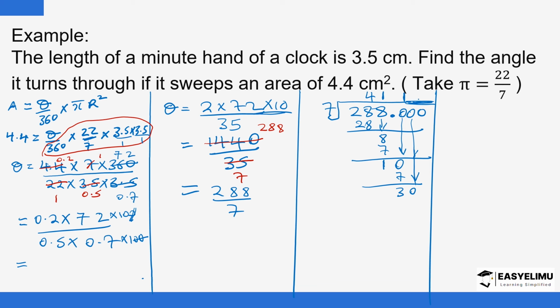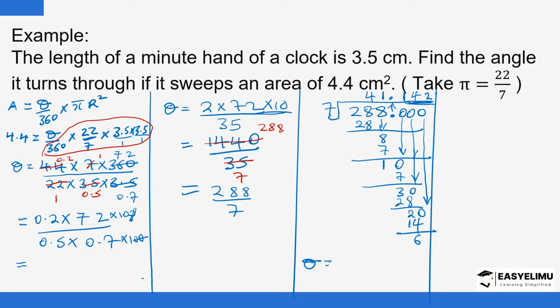7 goes into 30 4 times, and 4 by 7 is 28. You subtract, this is 2. You drop the next 0. So 7 goes into 20. How many times? 2 times. 2 by 7 is 14, and you can stop there. So the decimal point will jump up there. This is 6. So 41 point.